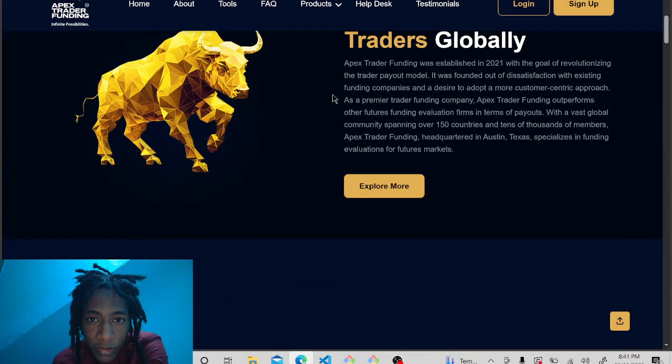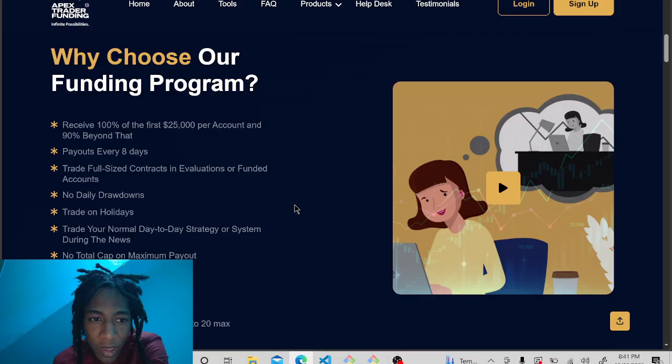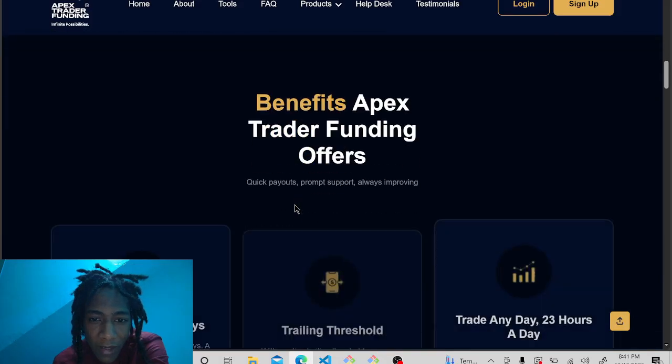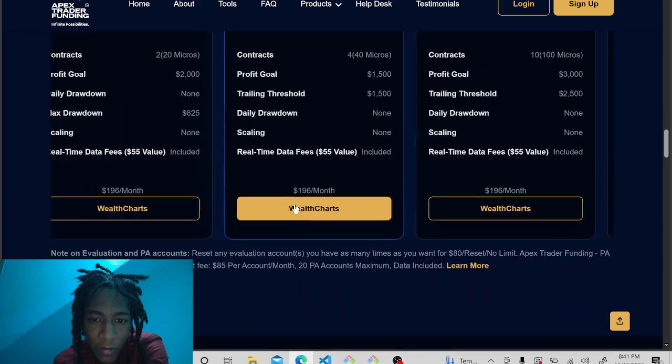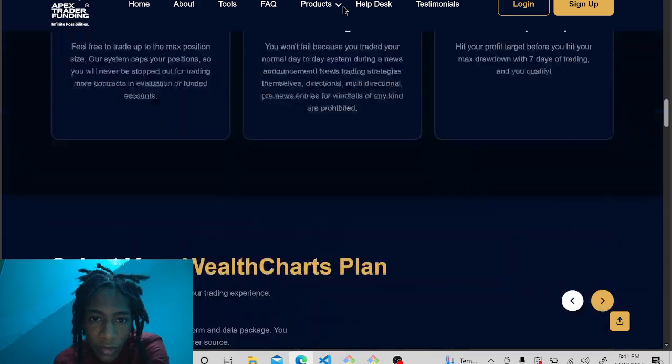So, Apex Traders, let's look at it. Like I explained, it's all the same, okay? You buy the account, you pass the evaluation, you don't lose the account, and you start getting paid. Right now they got accounts for what?